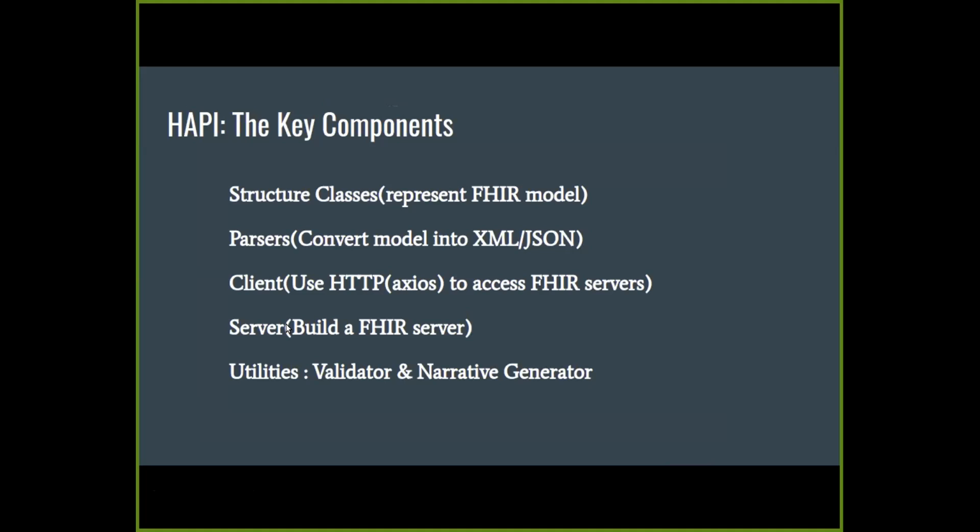So key components in HAPI, the structure classes, and note that the HAPI server is written in Java. So there must be system requirements: JDK 8 and above, Maven, and then the server, the local server, either Jetty or Tomcat. Then the parsers, which are used to convert the models into XML or JSON. I don't know who uses XML nowadays, but most software on the internet now uses JSON for data representation.